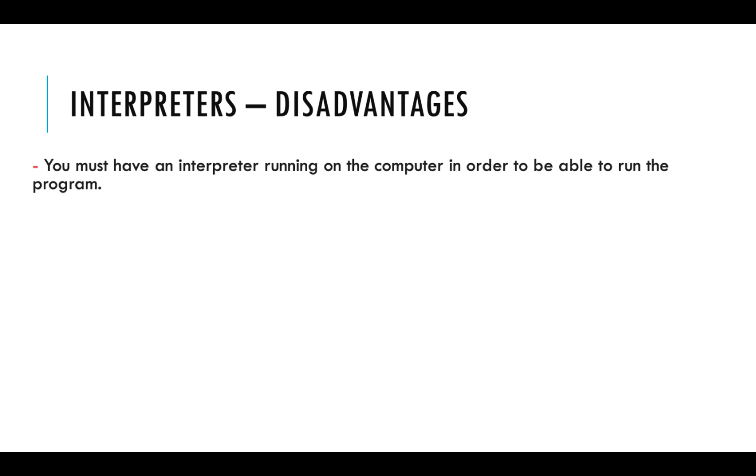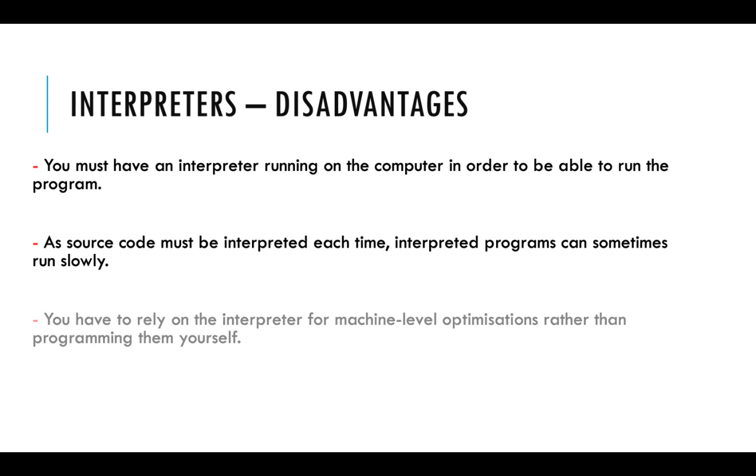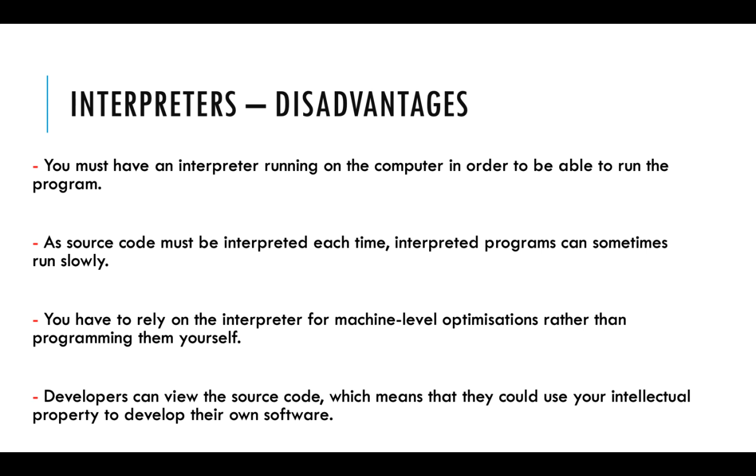Now, obviously, there are some disadvantages as well. You must have an interpreter running on the computer in order for it to be able to run your program. As source code must be interpreted each time, interpreted programs can sometimes run slowly. And you may have to rely on the interpreter for machine level optimizations for different architecture rather than programming them yourself because you don't know what specification you are programming for. And the final problem is developers can view your source code. So your intellectual property, it's not yours.